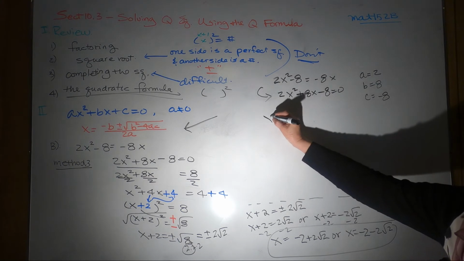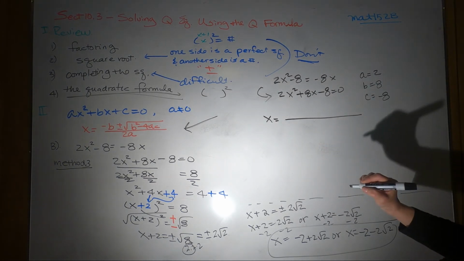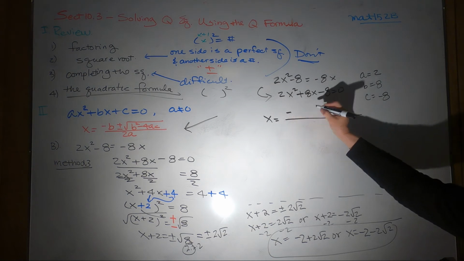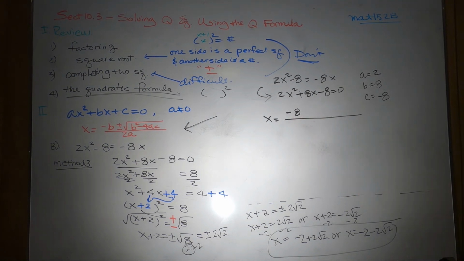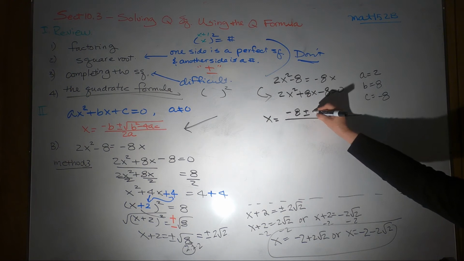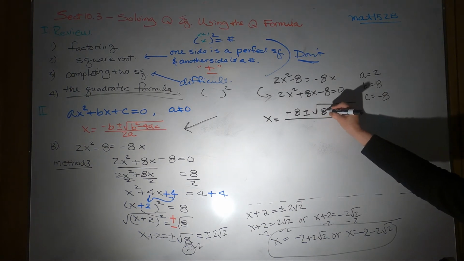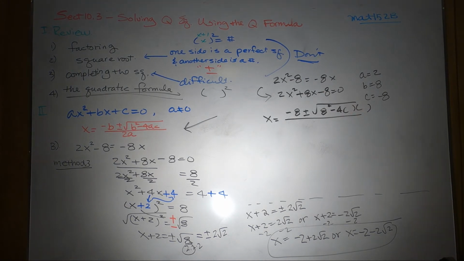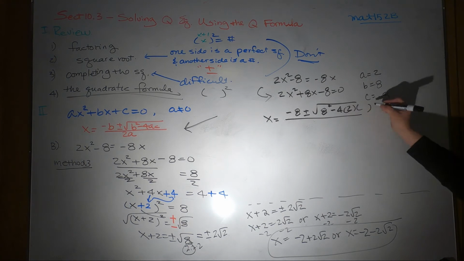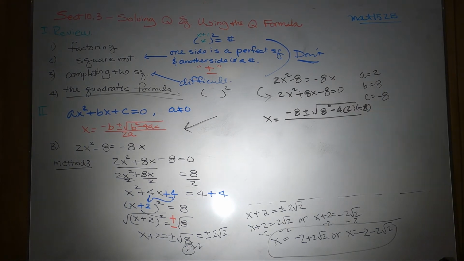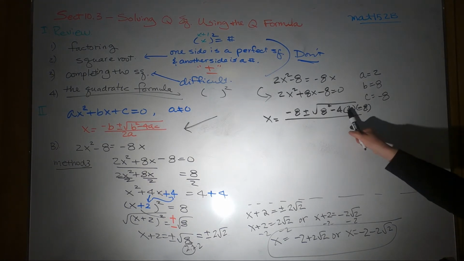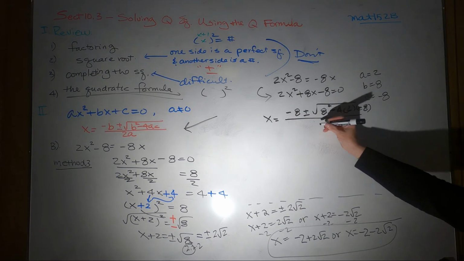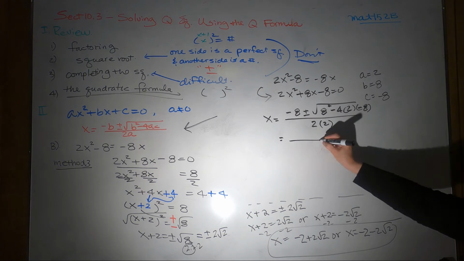So the formula tells you, negative b is what? Negative 8, right? Plus minus the square root of b squared minus 4ac. A is what? 2. C is what? Negative 8. You need to take care of your signs, okay? For each a, b, c. At the same time, here is 2a. What is a? 2, right?